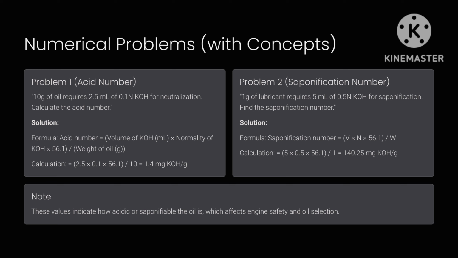Problem 2. Saponification number. 1 g of oil requires 5 milliliters of 0.5 N KOH. Calculate the saponification number. Using the same formula and substituting the values we get saponification number equals 140.25 milligrams KOH per gram. This high value suggests the oil contains significant esters or fatty components, maybe of vegetable origin.